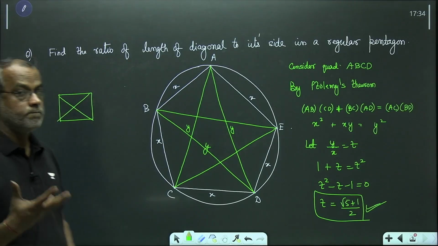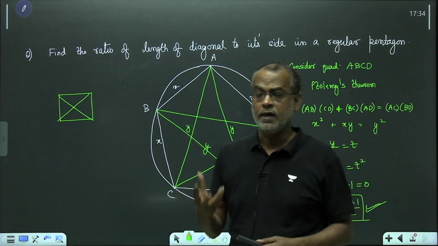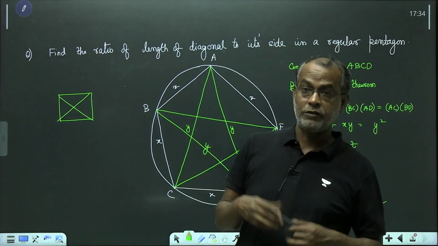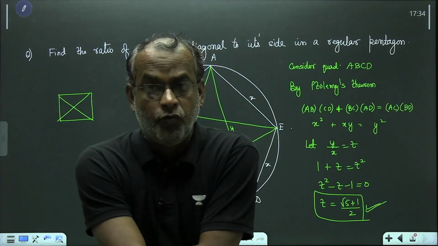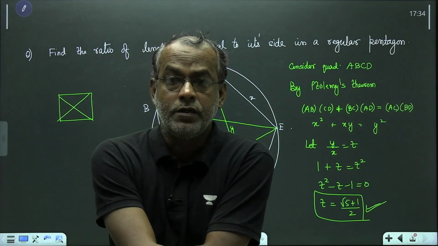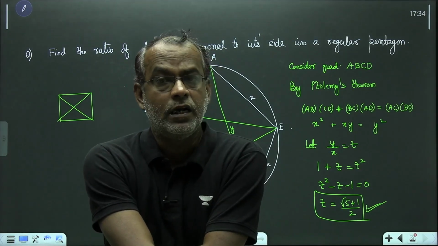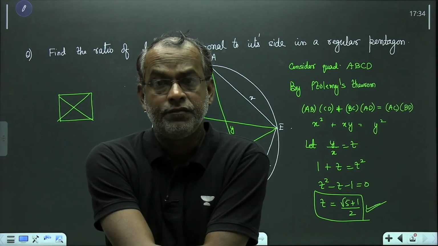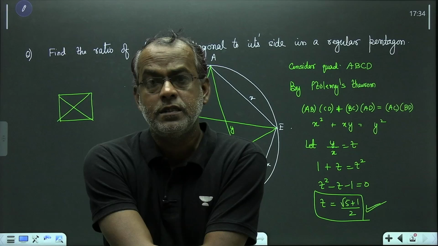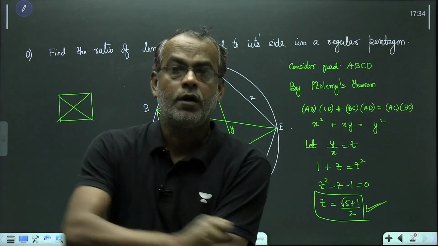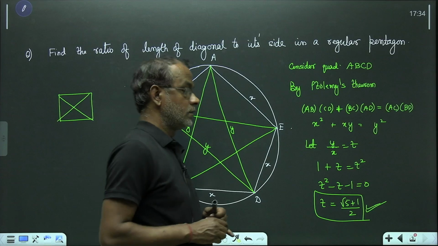So, this is how we use Ptolemy's theorem. I have taken rather simple examples. As we move ahead, we are going to take some good problems where Ptolemy's theorem would be utilized, especially in case of circles. If we are dealing with length of sides and diagonals in a cyclic quadrilateral, it plays a very important part in dealing with problems of that nature. Fine.